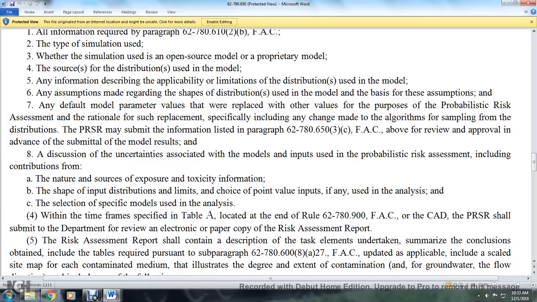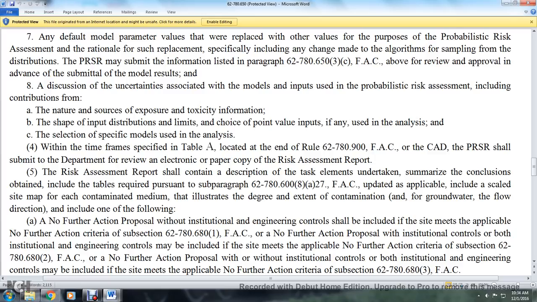A discussion of the uncertainty associated with the model input for the probabilistic risk assessment, including contribution from the nature, source, exposure, toxicity information, shape, and input distribution limits, showing as the point values, inputs of any of the analysis used, and the selection of specific modules used in the analysis, within the time frame specified in Table A located at the end of Rule 62-780.900, Florida Administrative Code.